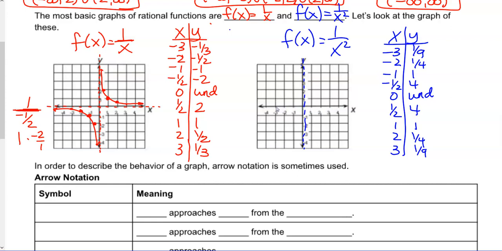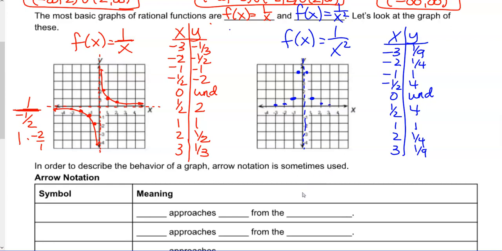When I graph at -3, this is at -1/9, so just get as close to that axis as you can. At -2, we end up having 1/4. Then I have a positive 1, not a -1/4, positive 1/4. So we're at -1, positive 1, -1/2, positive 4. Then again, we have undefined at 0. At 1/2, we're at 4 as well. Then we're at 1. Then at 2, 1/4.